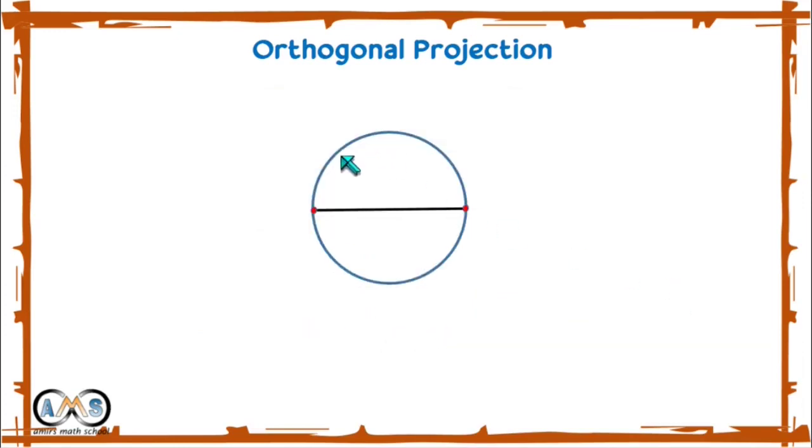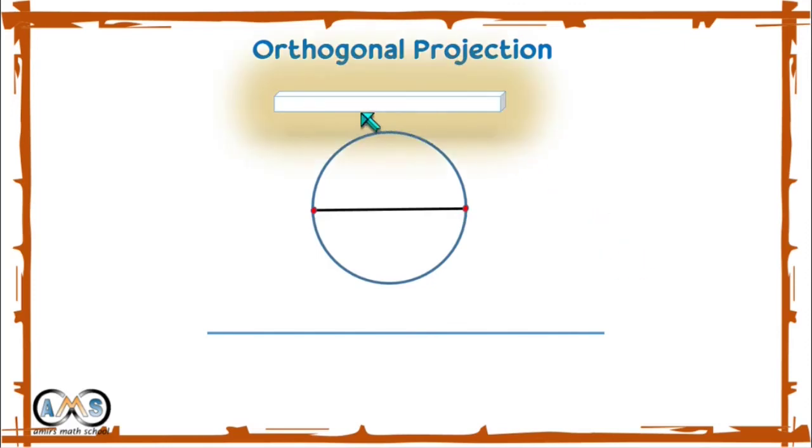Again, if we want to find the orthogonal projection of this circle on this straight line, where this one is the diameter of the circle, in that case consider here the light source, then the shadow of this circle will be just a straight line which is equal to the length of this diameter. So in this case the orthogonal projection of this circle will be just a straight line.